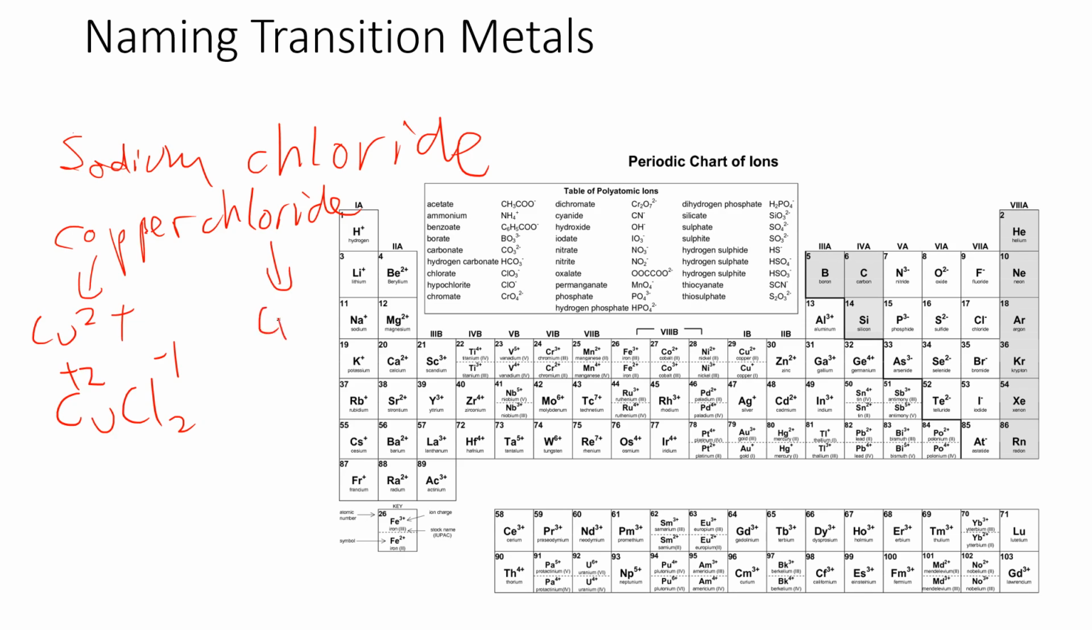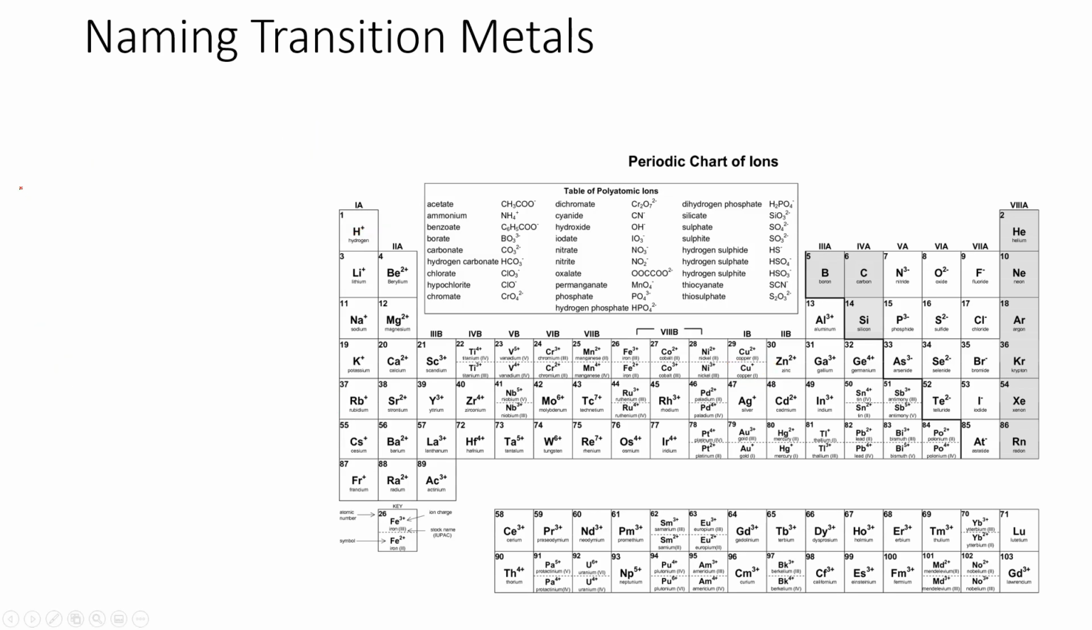But if you had copper 1 plus, this ion here, then we just have CuCl. Okay, you would have 1 chloride for every copper, whereas with copper 2 plus, you have 2 chlorides for every copper. And if we just said copper chloride, we wouldn't know which one is which. That is why we have Roman numerals beside a transition metal with several different charges.